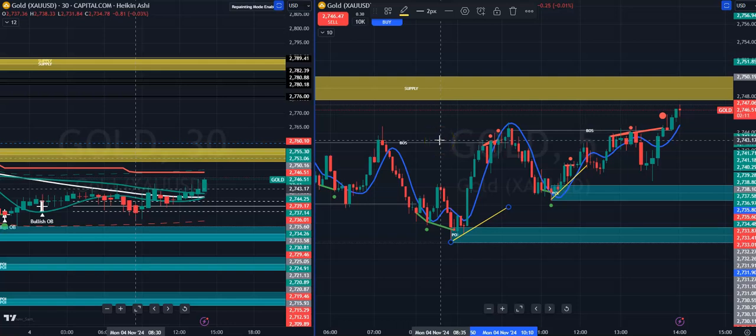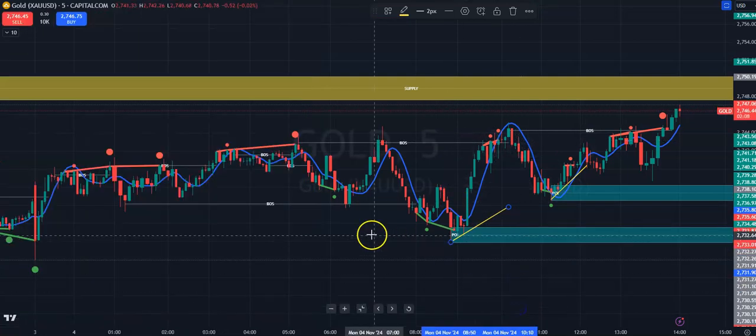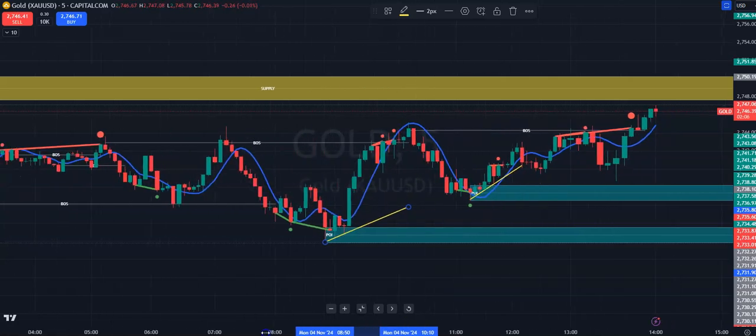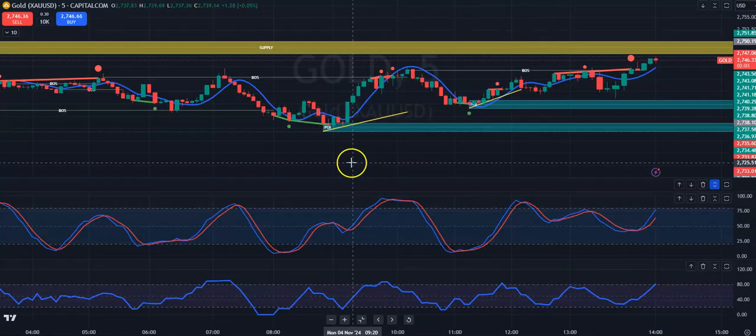So go to your 5-minute chart once you've got the details and the settings, and all you're looking for is a couple of points here.